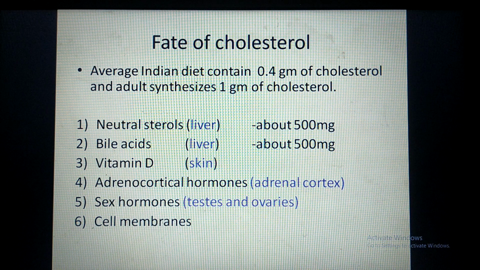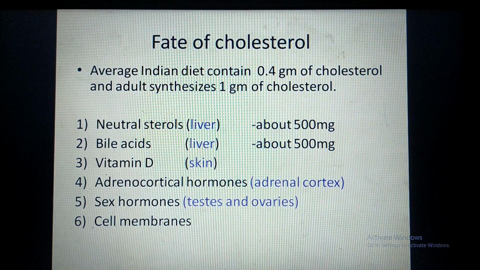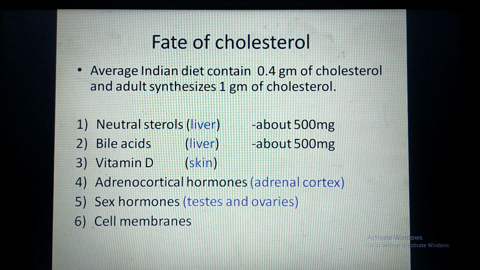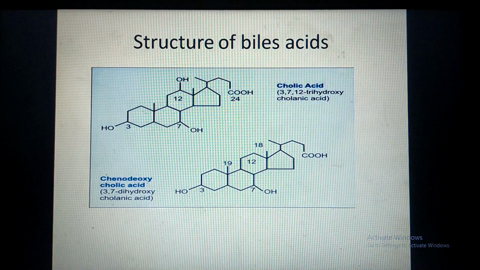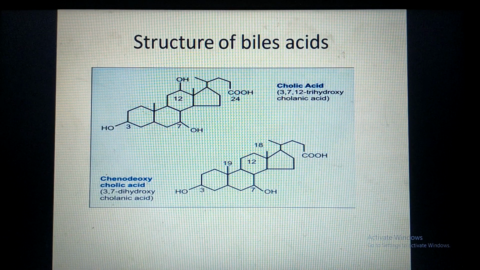Next fate is that a small amount of free cholesterol is also present in the cell membrane. Due to the presence of free cholesterol in the cell membrane, there is an increase in the fluidity of the cell membrane, and this fluidity is important for the semi-permeable function of the cell membrane. So in this way, this is the fate of cholesterol. Cholesterol is not catabolized in the body. It is excreted in the form of neutral sterols and a small amount of bile acids in the stools. So this is the structure of bile acids.